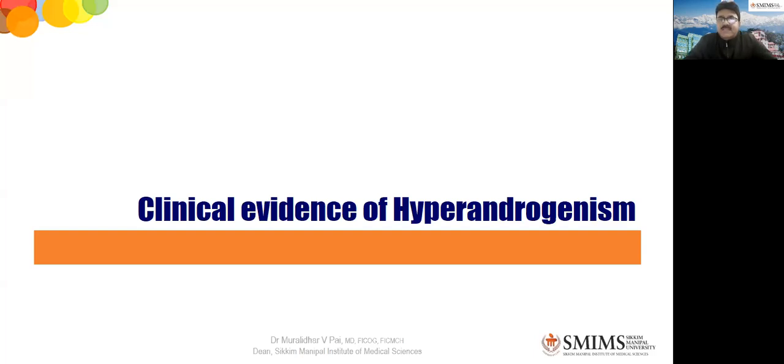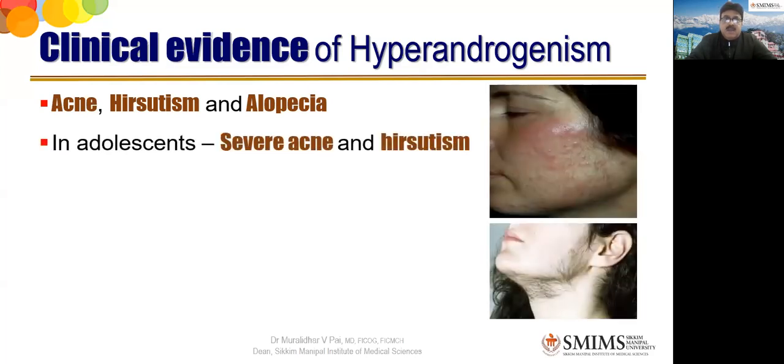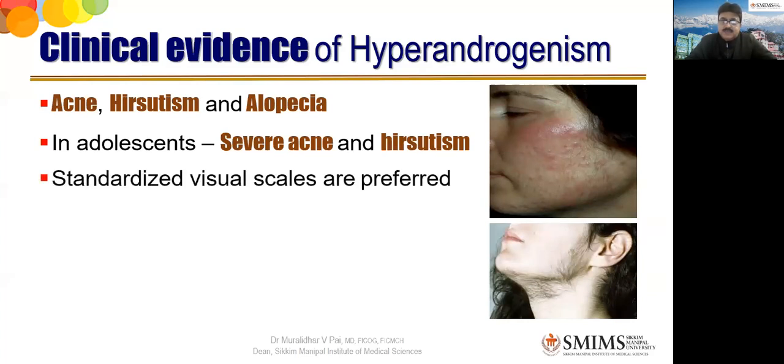So what is the clinical evidence of hyperandrogenism? It's not a very big secret. Acne, hirsutism, alopecia, in other words, male distribution of hair and temporal baldness. In adolescents, it can be severe acne and hirsutism. You can see these pictures.